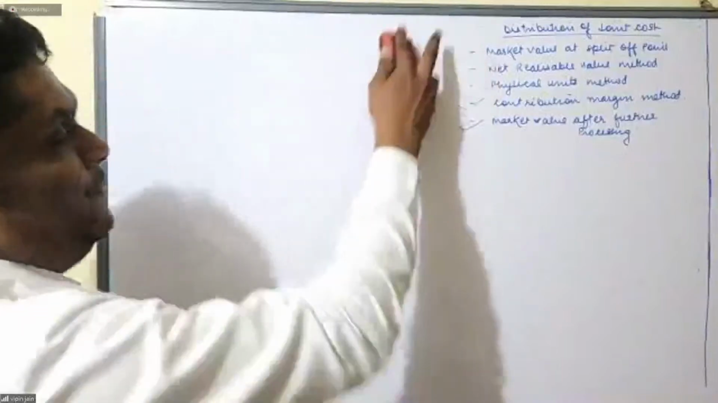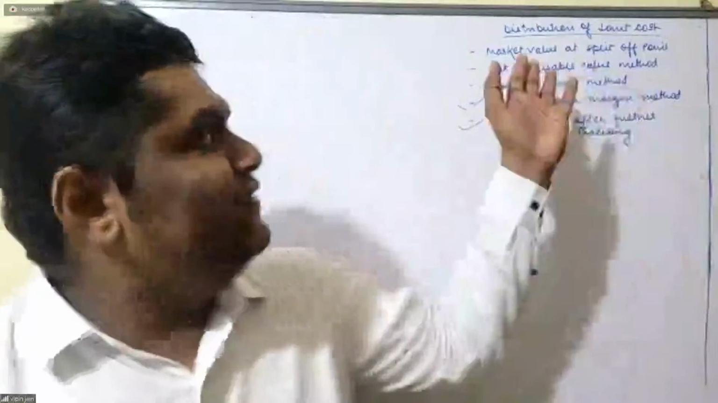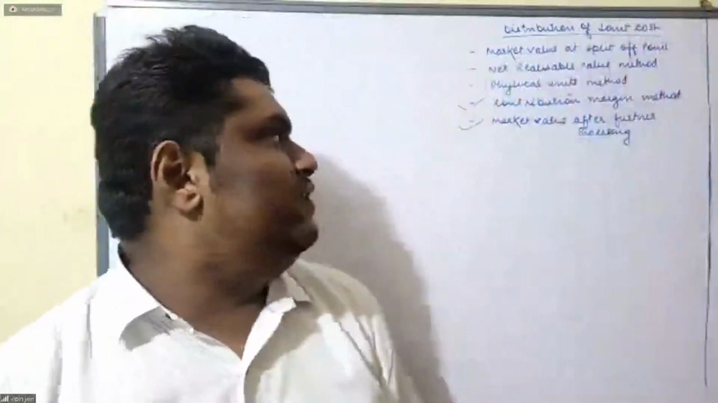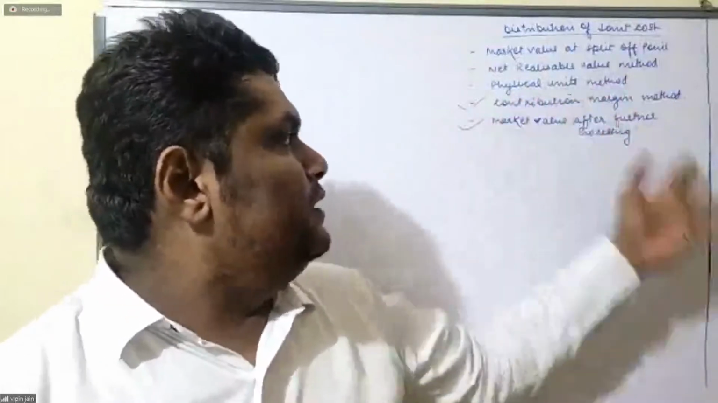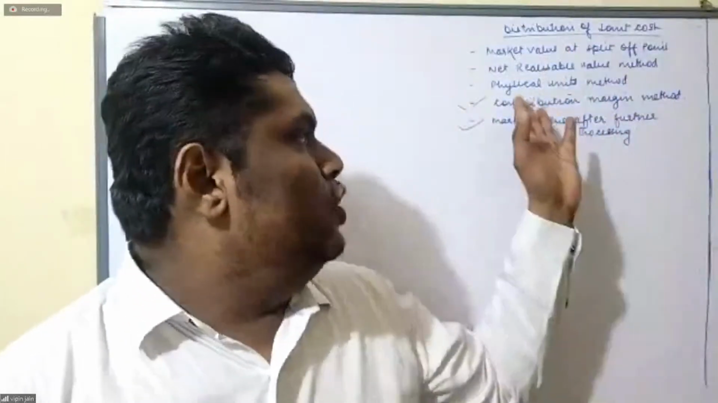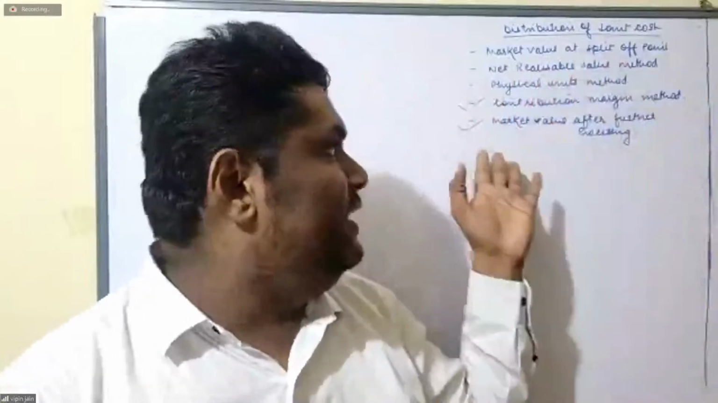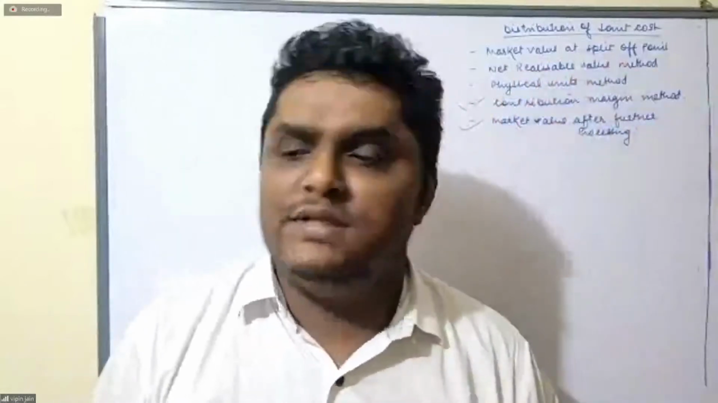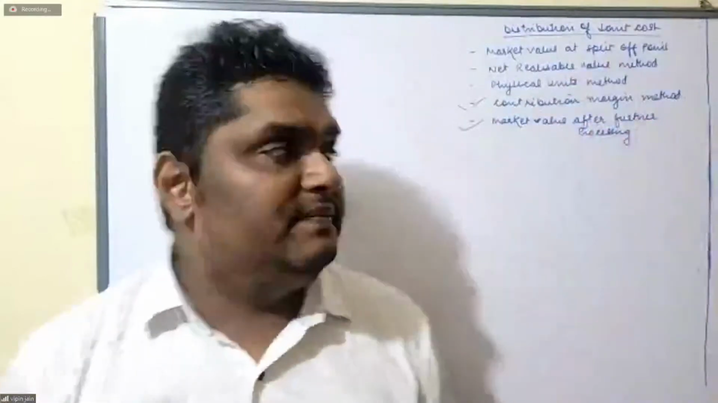I request you guys to please copy these methods. The first method we have discussed is market value at split-off point. The second one is the net realizable value method. The third one is the physical units method. Contribution margin method is to be applied only when asked specifically. Market value after further processing is again to be used only when asked specifically.